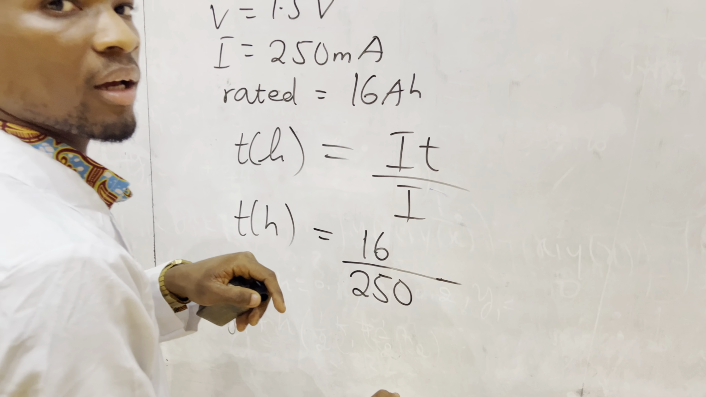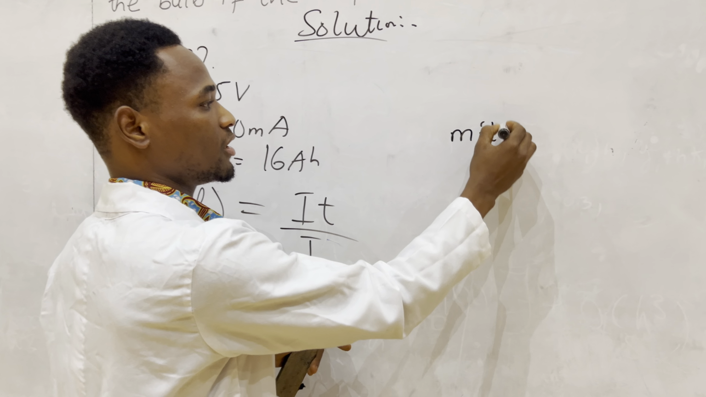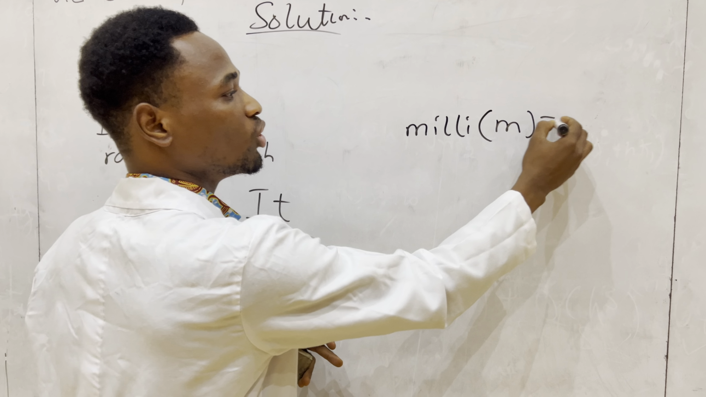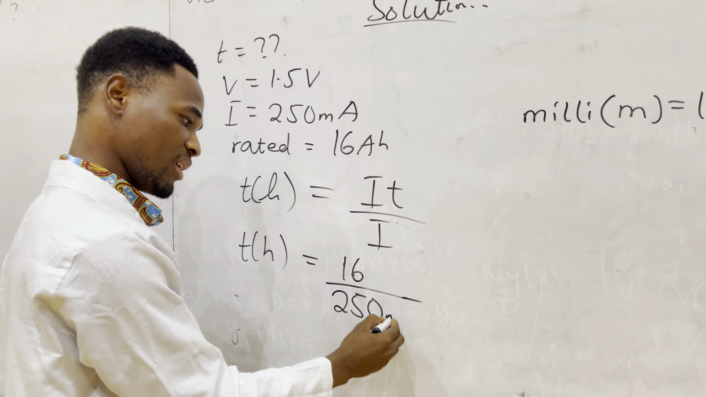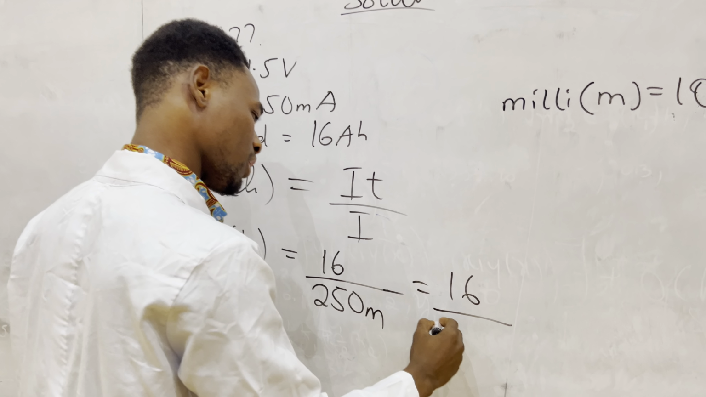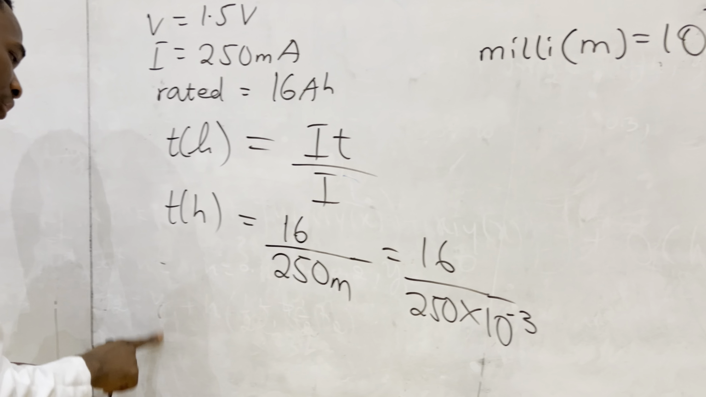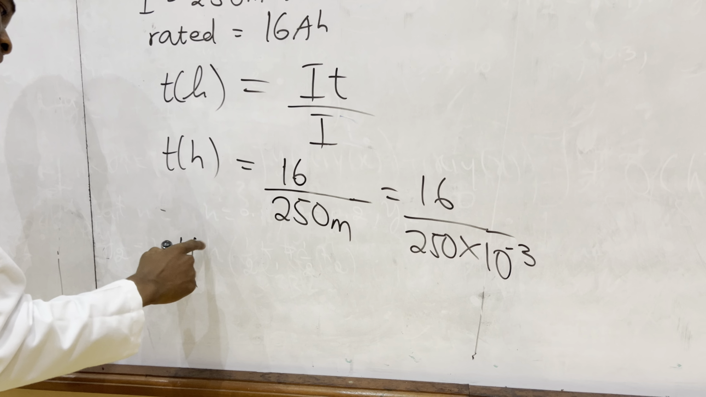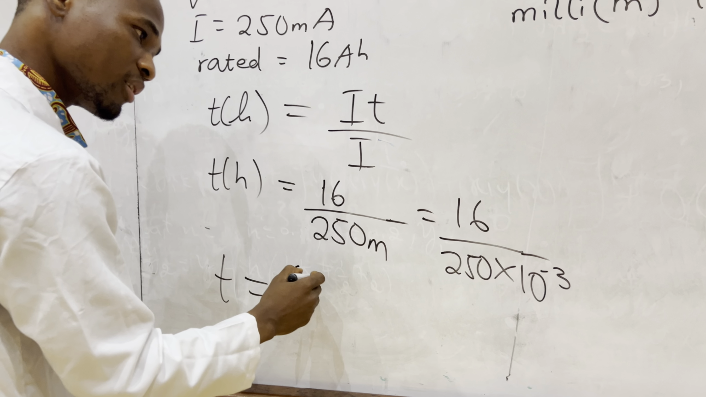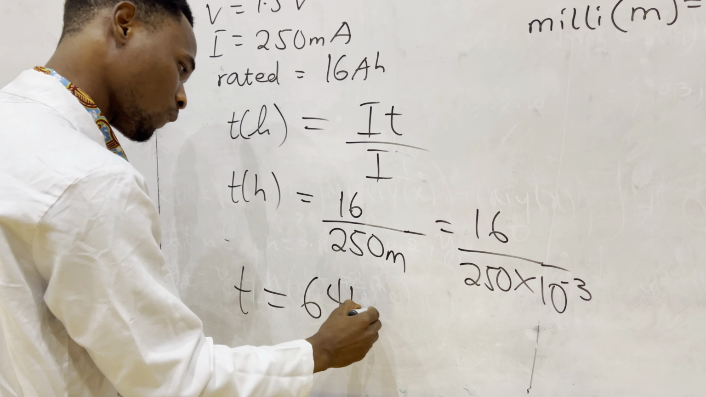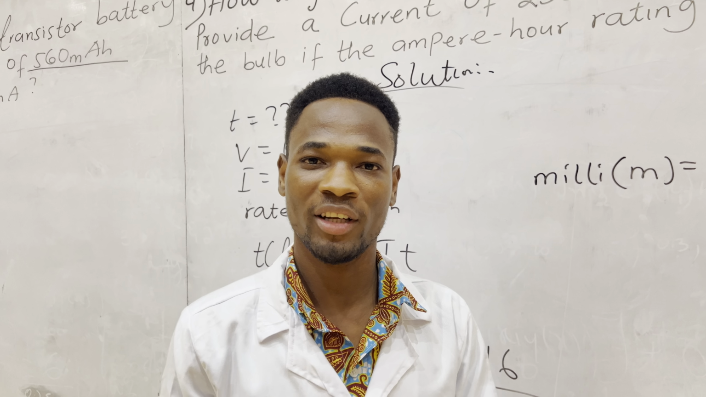The current drawn is 250 milli. Milli is a prefix, small m, which denotes 10 raised to the power negative 3. So I have 16 over 250 times 10 raised to the power negative 3. Finally, I have the time measured in hours, and we get 64 hours.